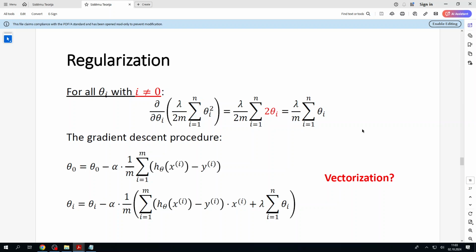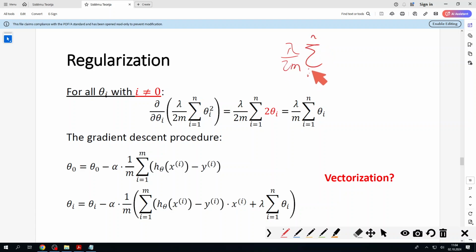So the derivative for this summation is the summation of theta without square and without these 2, yes. So in the cost function we write it like lambda over 2m, summation from i equals 1 of theta i square, that is for the cost function, and that is for the gradient. Well, otherwise they are very similar.